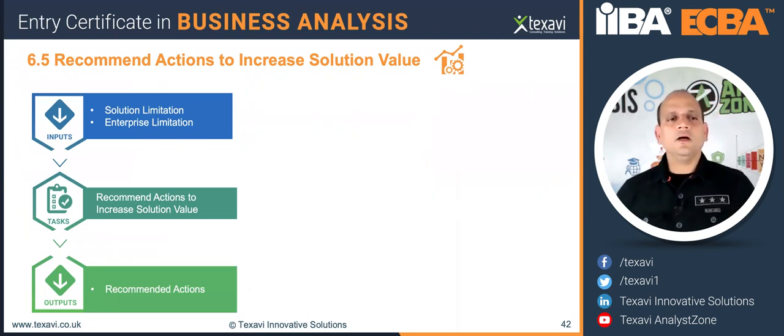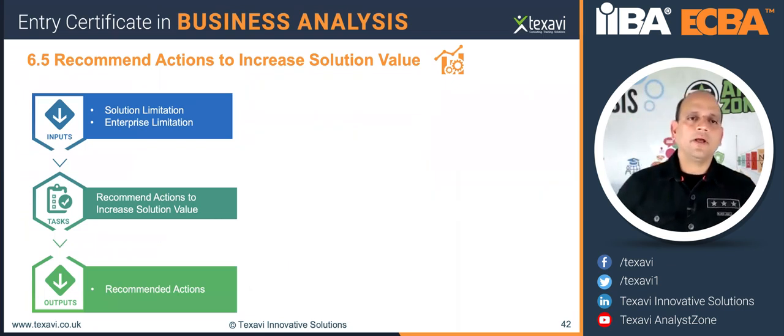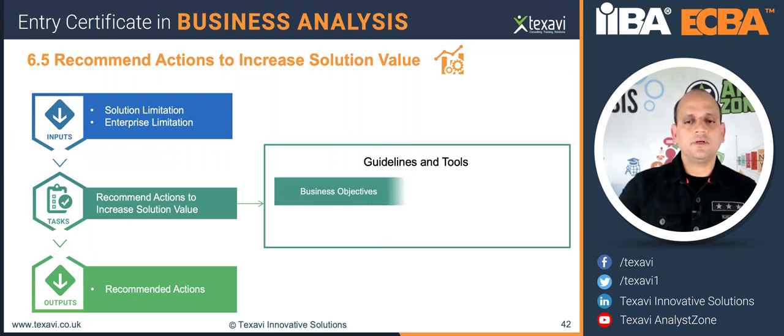So what are the inputs for this recommend actions to increase solution value activity? We get the solution limitation, we get the enterprise limitation. These are the ones which we gathered, which we've identified and defined in the previous set of activities. Those are going to be the inputs for us in this context. And then the recommended actions to increase solution value is the sort of task that we do.